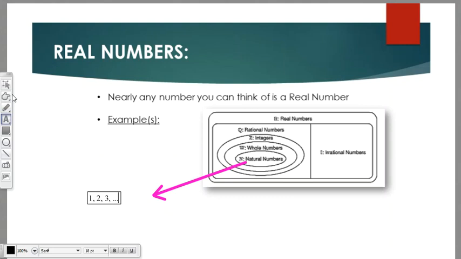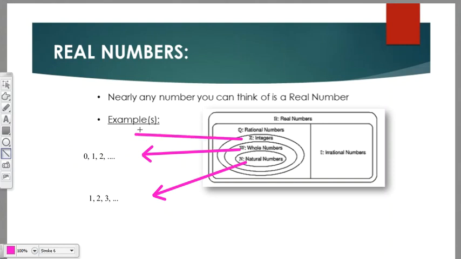Your whole numbers are going to step up just a little bit more. They're going to give you just a tiny bit more. Now we're going to include 0. 0, 1, 2, 3, so on and so forth. Again, still positive whole numbers, but including 0. But then when we jump into integers, that's where it brings on the negatives. Negative numbers and 0. So negative 2, negative 1, 0, 1, 2, so on and so forth.